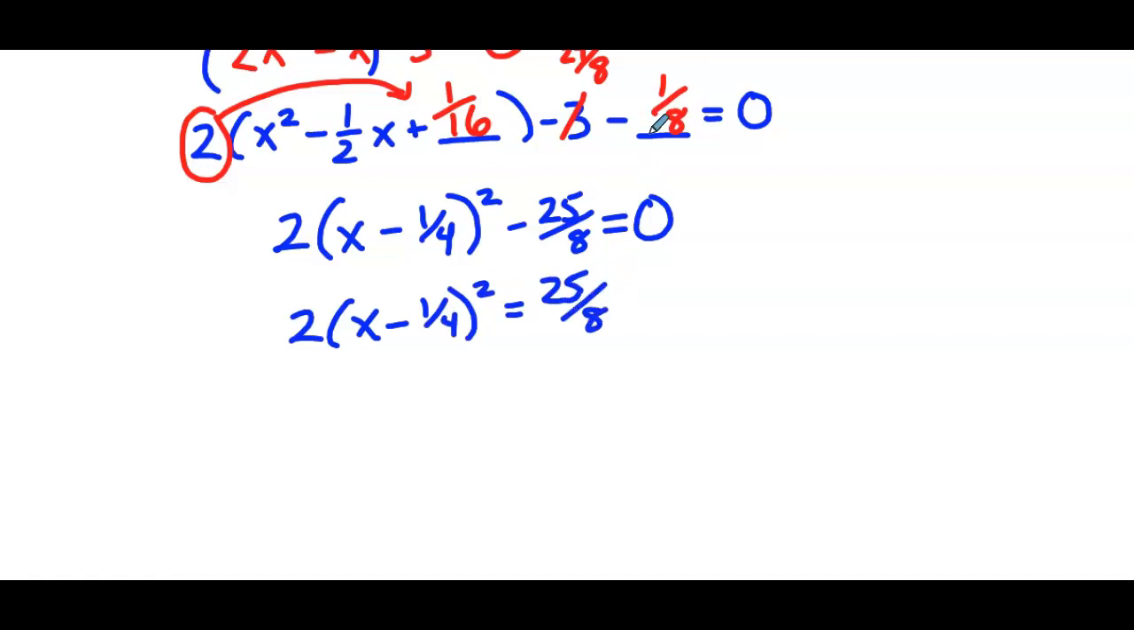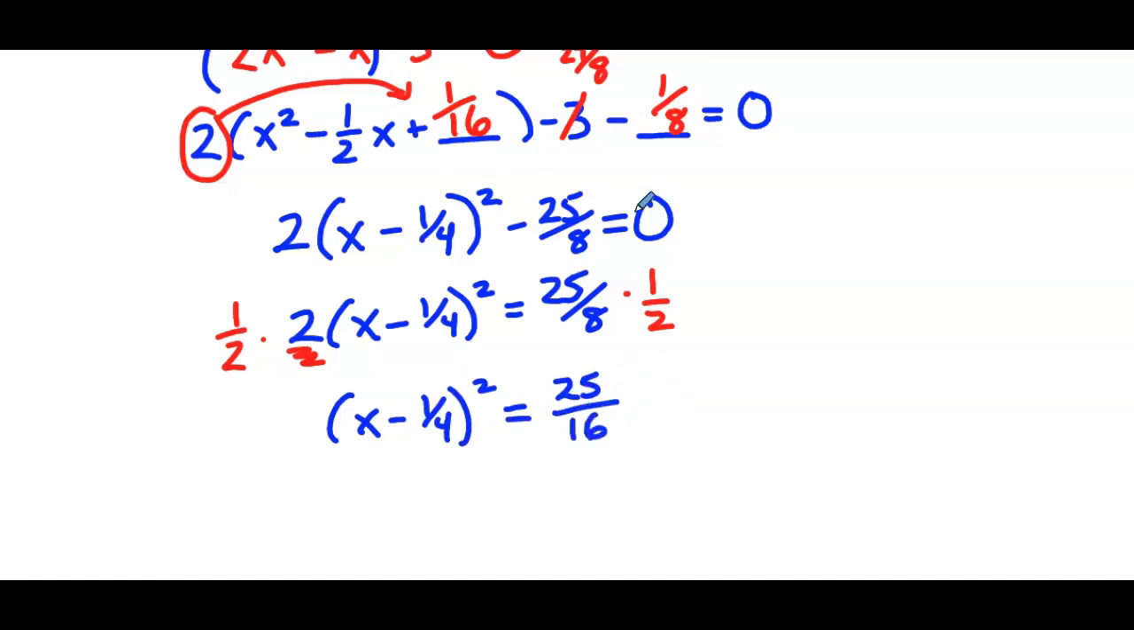Now just like in the last example, we can't take the square root yet. We have this 2 here in front that we have to move to the other side. We want the square term just by itself. So I can multiply both sides of this equation by 1/2. So that's going to give me x minus 1/4 squared equals 25 over 16. So we can take the square root of both sides of our equation.